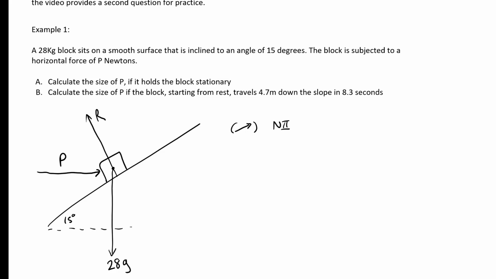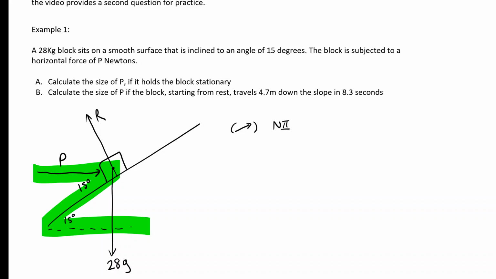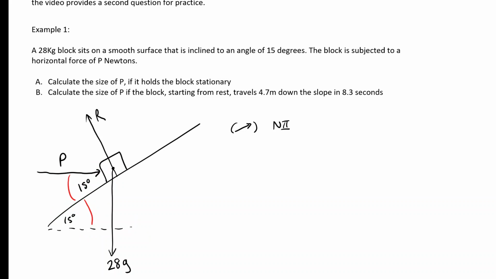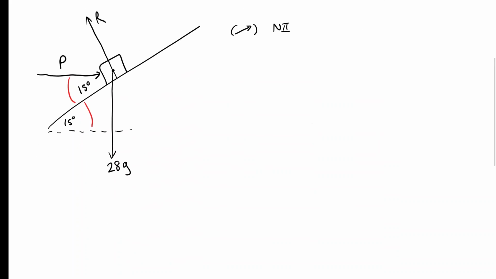I'll apply Newton's second law in that direction. We need one other angle, that's 15 degrees. We can tell that because we've got a Z angle case here. So these two angles have got to be equal to each other. We need the component of P that acts up the slope and parallel to it. So if we take P, it acts like that. Here is the parallel component of P that acts up the slope.